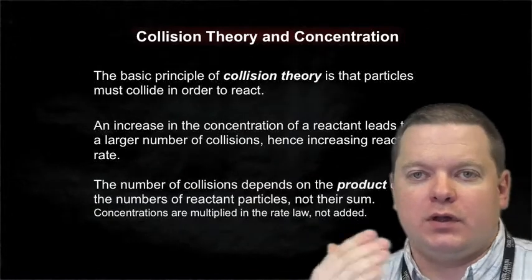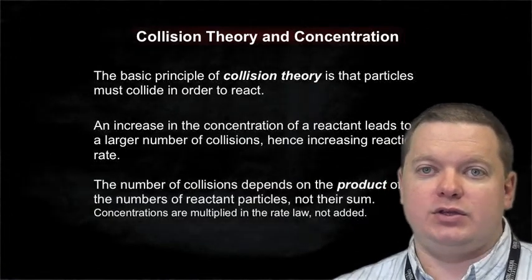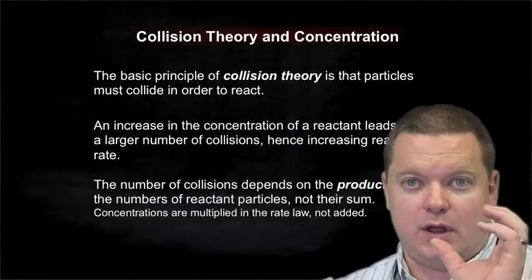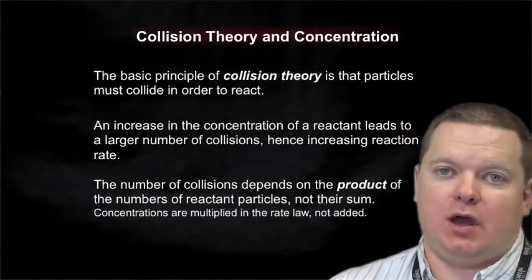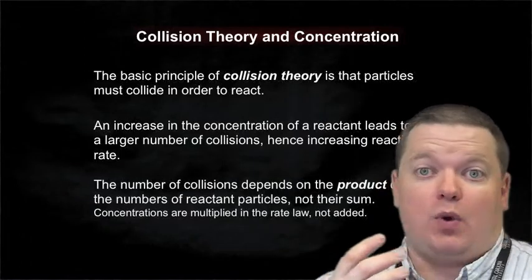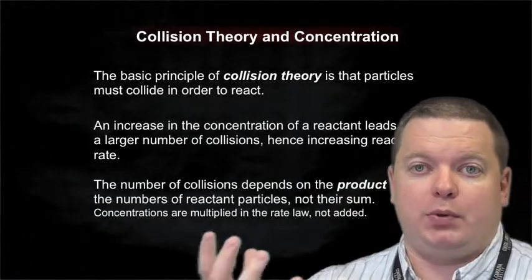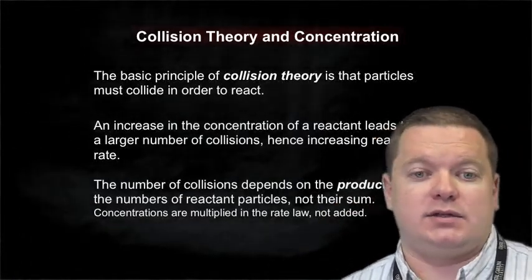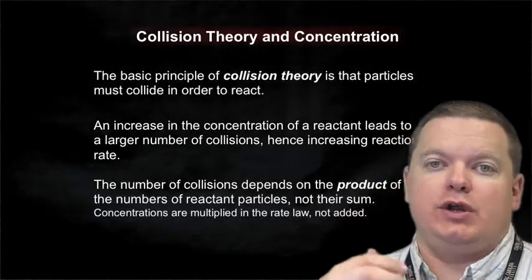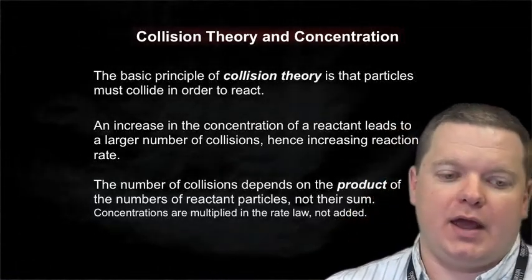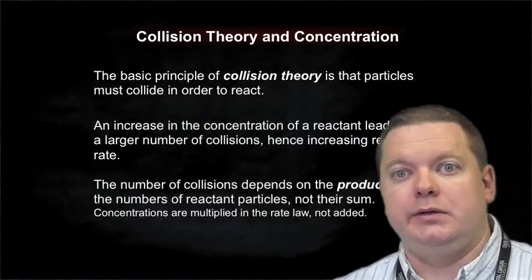And the number of collisions is going to be related to the product of the amount of each one multiplied together, not their sum. Which is why in the rate law, we're multiplying those two reactants together, right? Not adding them, because the concentrations are multiplied together to get the collisions.